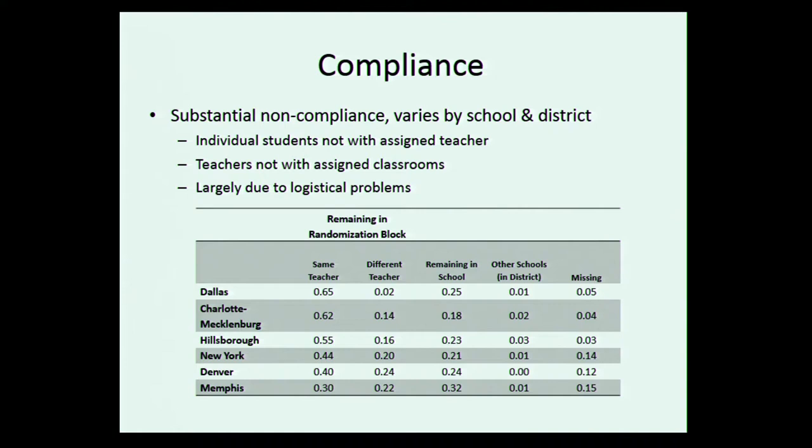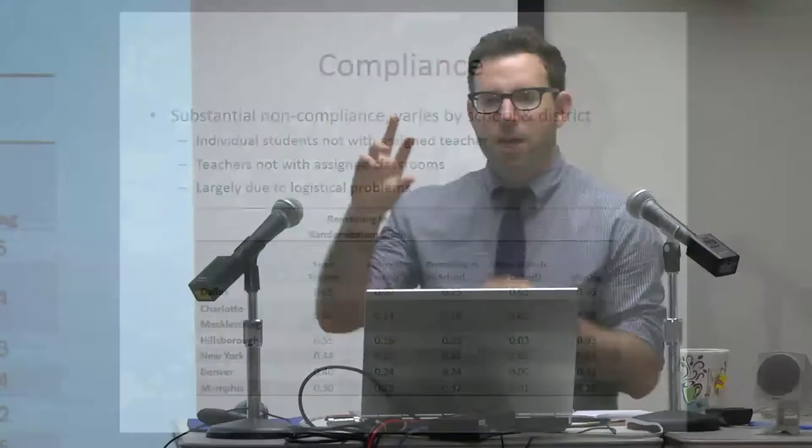There were also situations where teachers were not with the assigned classrooms. I've got a second paper now where we're finding that you've got whole groups of kids randomly assigned to teacher A that end up together with teacher B. And you say, how does that even happen? It happens basically because schools did not comply with the randomization process. Schools, principals, were sending out teacher assignments before they received the randomly assigned teachers back from the MET researchers.